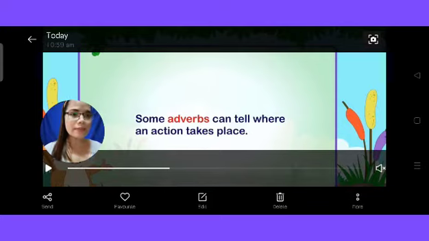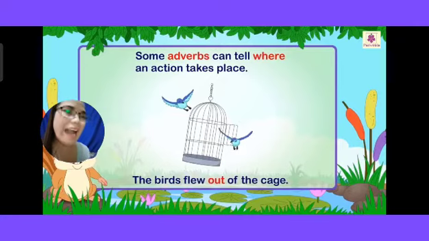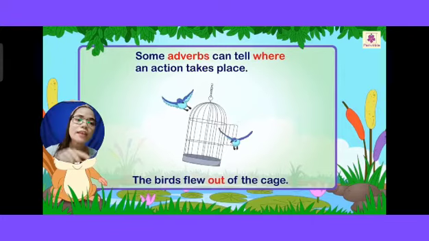Some adverbs can tell where an action takes place. Example, the birds flew out of the cage. Okay? So, yung adverb dito is the color red, which is out. So, it says that the birds flew out of the cage. So, the question that we can create from this sentence is, where did the birds fly? Okay, so you can answer flew out of the cage, meaning the word out answers the question where. So it means it is an adverb.